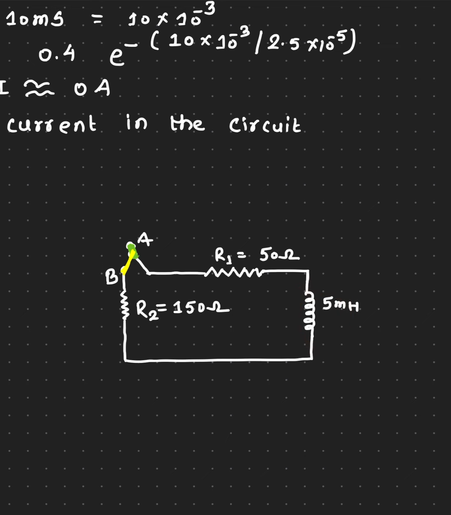And remember, what was the direction of the current? The current was passing this way initially, but once the switch is connected to B, the current starts decreasing. The inductor hates changes. It doesn't like to see the current decreasing. So what the inductor will do is produce an induced current. The direction of the induced current will be in this way.